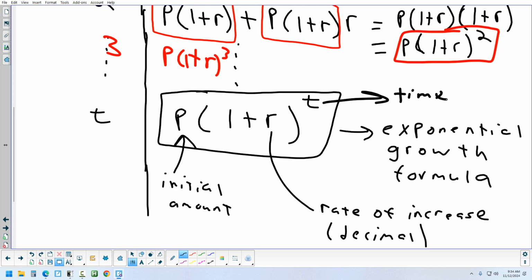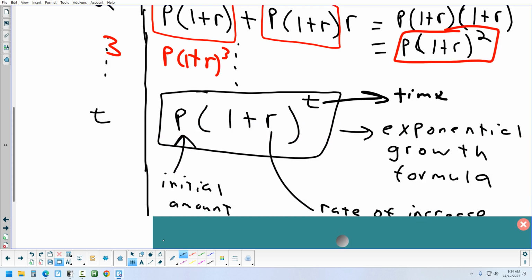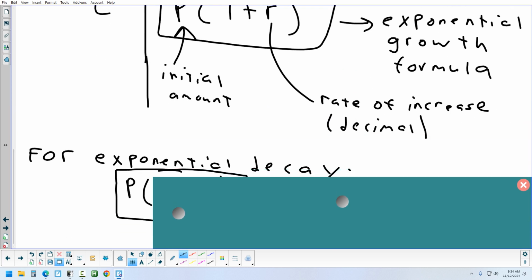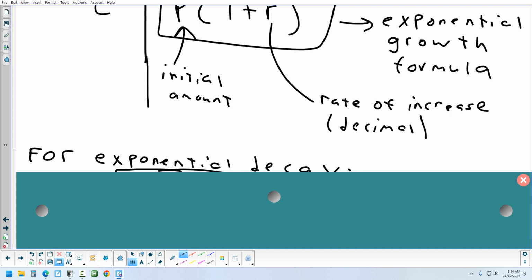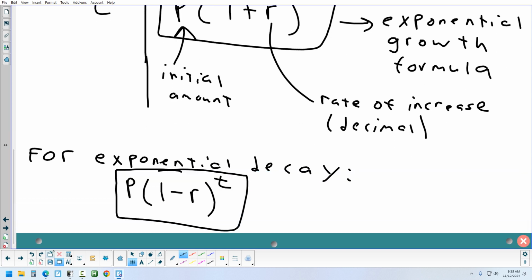Yeah. So that's the exponential growth formula. Now, to do exponential decay, there's only one thing there that would change. Does anyone have a guess how that formula would change from growth to decay? Yeah? Subtract r. Right. It would be minus r. So if something's increasing at a certain percentage, you need the growth formula. If something's decreasing at a certain percentage, you use the decay formula.